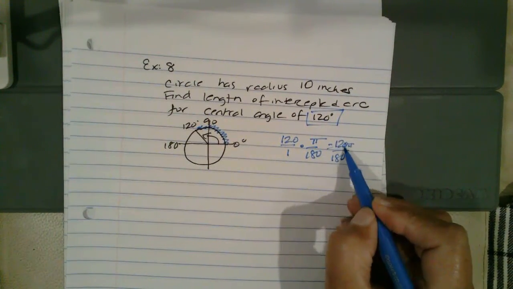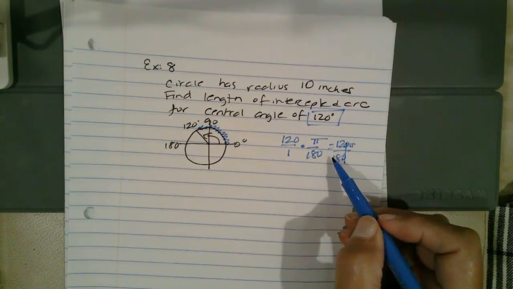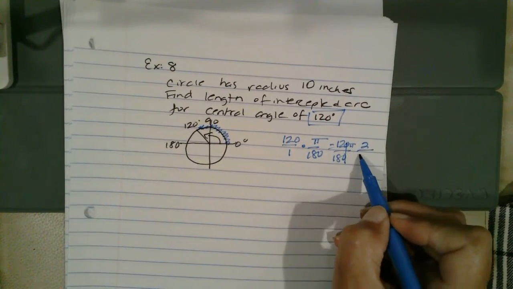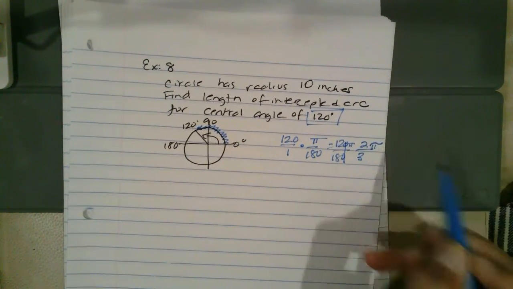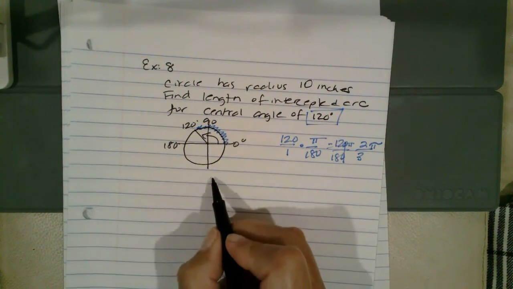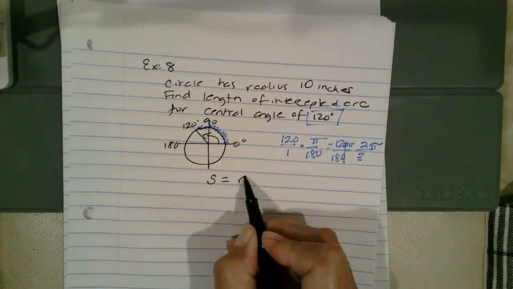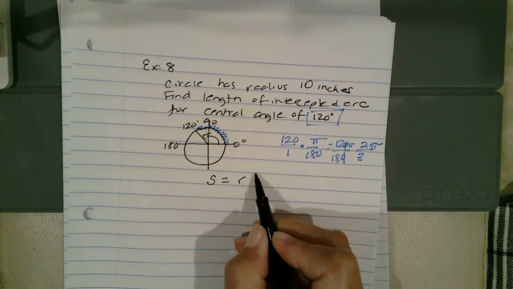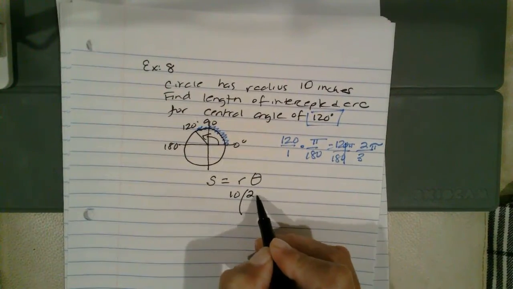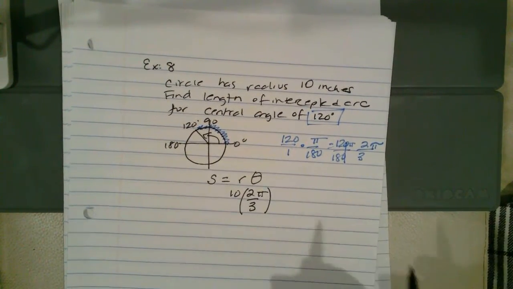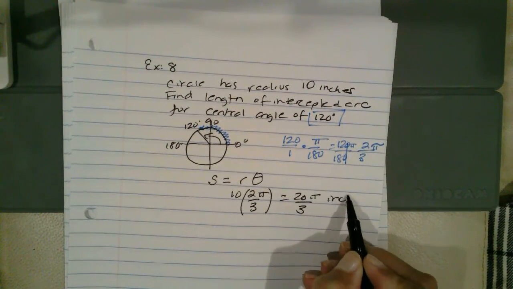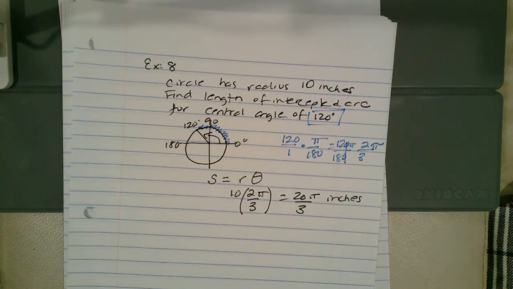This ends up, zeros cancel, 6 goes into both 12 and 18, 6 goes into 12 2 times, 6 goes into 18 3 times, and that is 2/3 pi for a radian measure for 120. Now we can use that formula, arc length equals the radius times theta in radians, or 10 times 2 pi over 3. This works out to be 20 pi over 3 inches for the length of the arc. That is an exact measure.